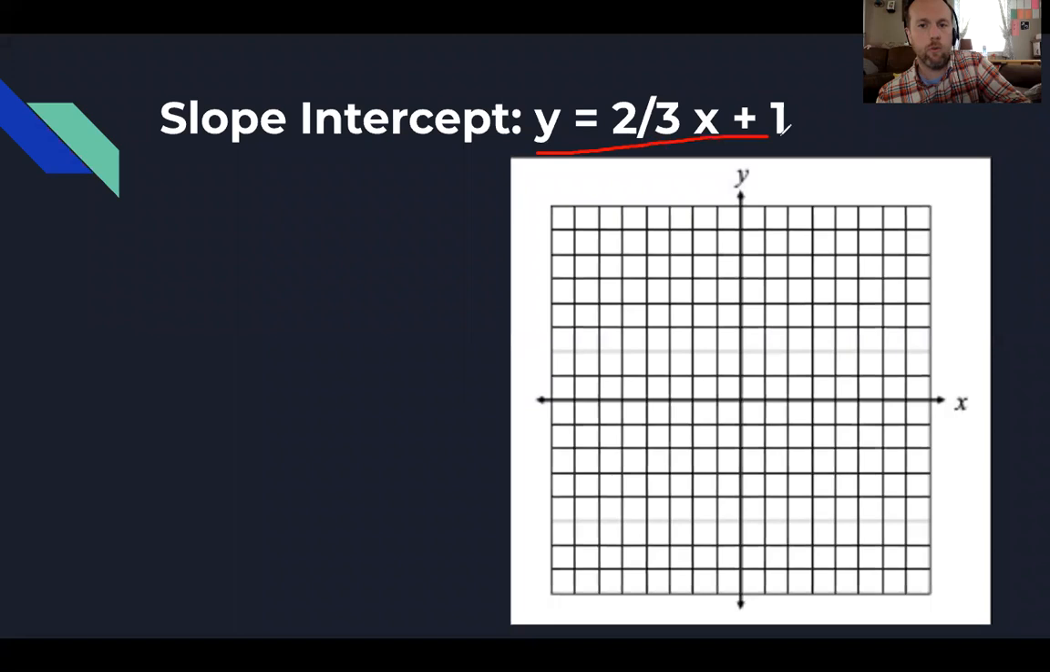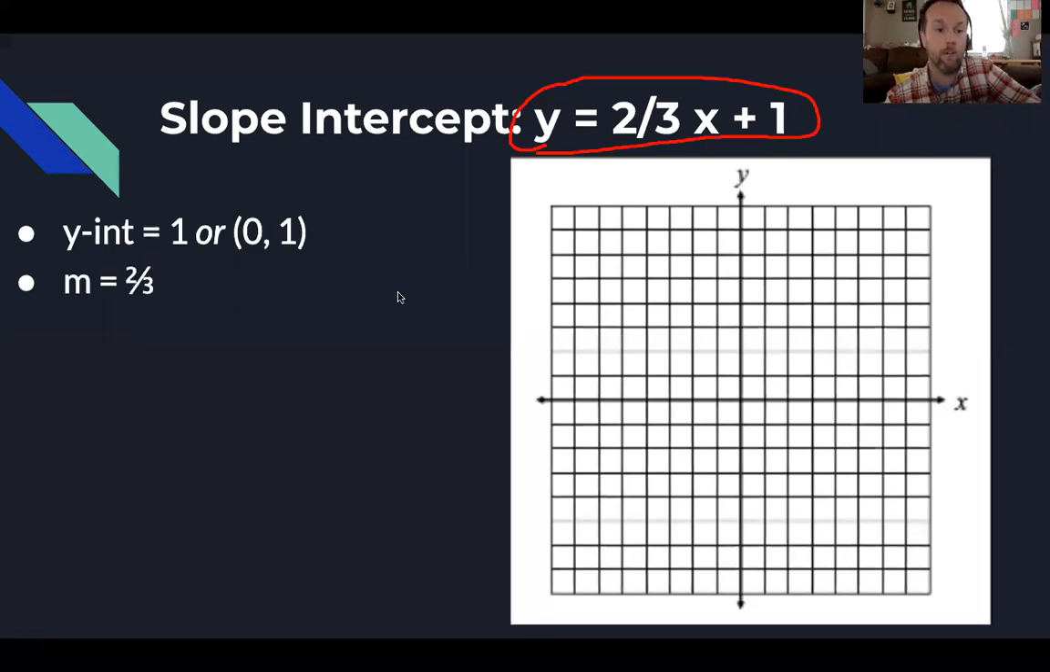So if I'm given the equation y equals 2/3 x plus 1, this is the equation that I'm going to graph. So I'm starting with my graph here. I first find my y-intercept, which is 1. And so the coordinates for that are 0, 1.